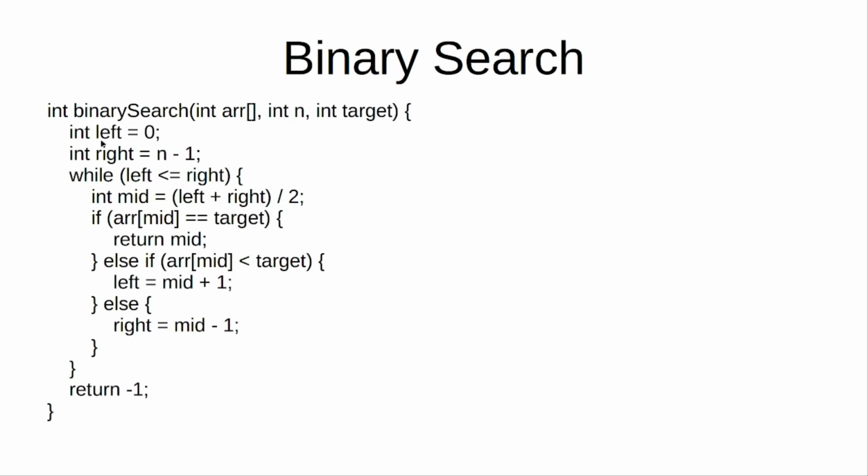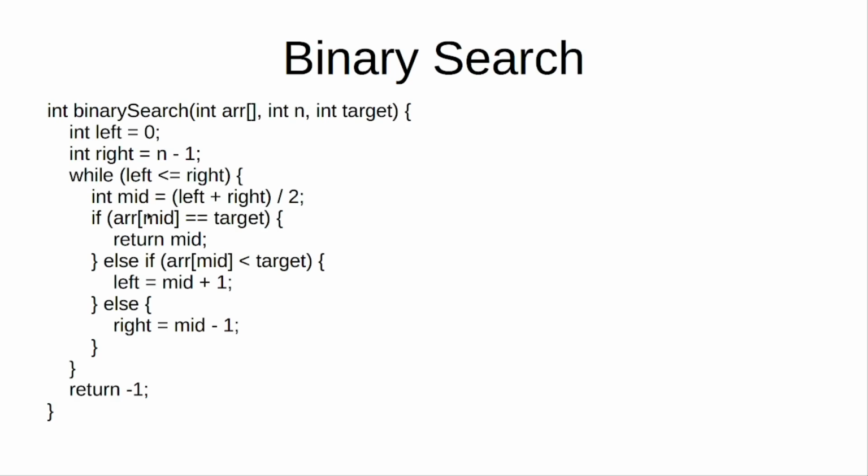You establish the left and the right, or the start and the end. The left is instantiated at 0. It's the left side, the very first element. And the right side is n-1, which is the end. While the left is less than the right, continue searching as long as the left boundary doesn't cross the right. Once the left is greater than the right, it means that the target isn't in the array.